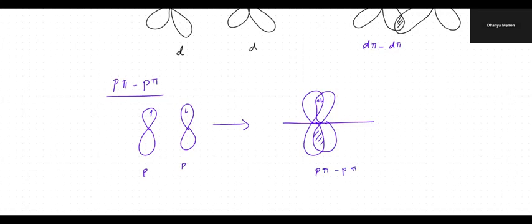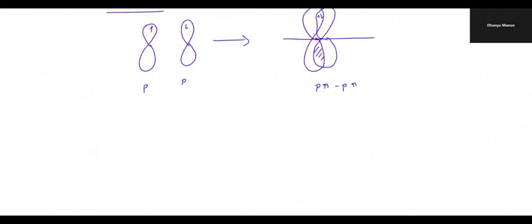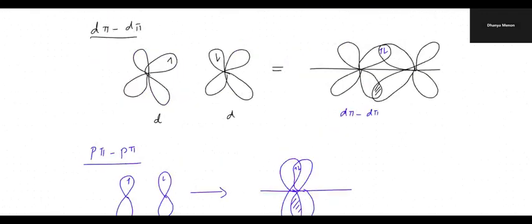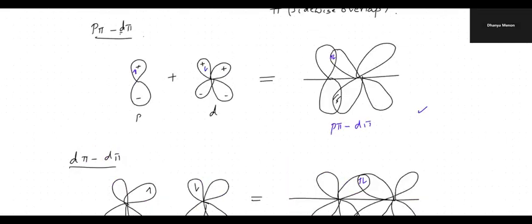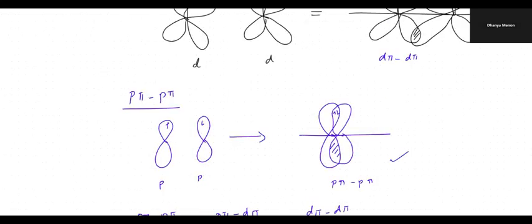Okay, now this is p pi bonding. We just saw p pi bonding, p pi d pi bonding, and d pi bonding. If you compare the three of them, you will see the extent of overlap is more in p pi bonding. Okay, so this was discussed in the previous video.